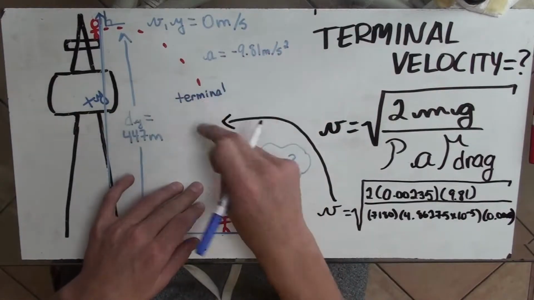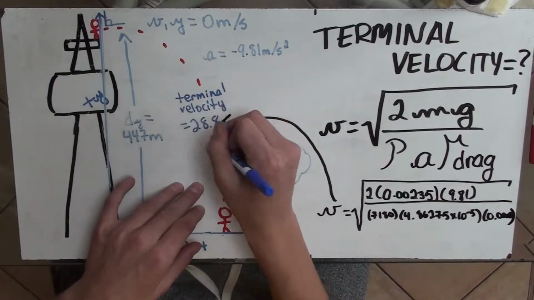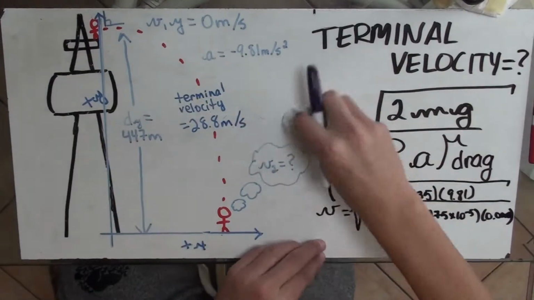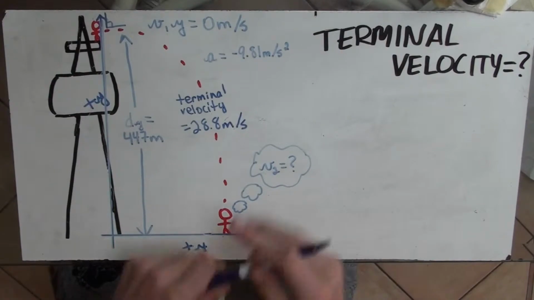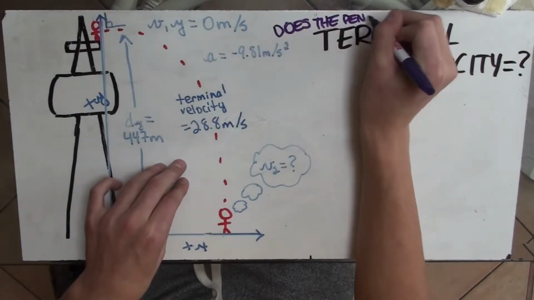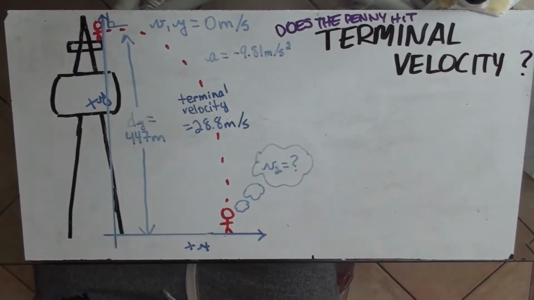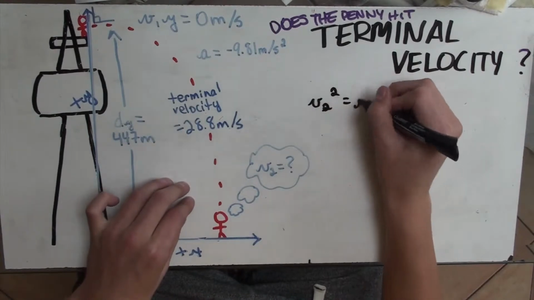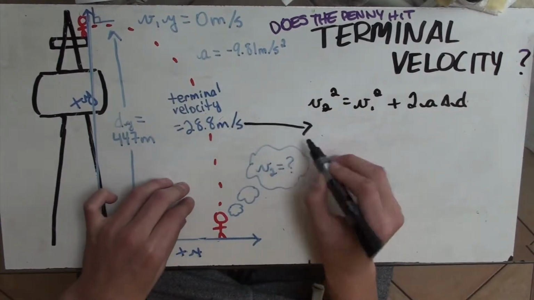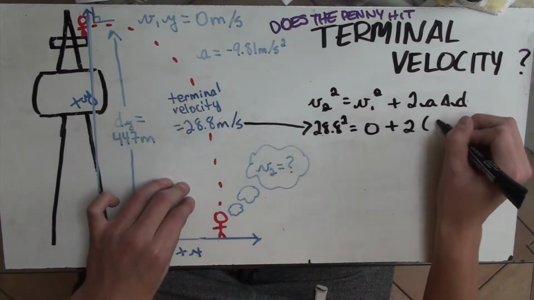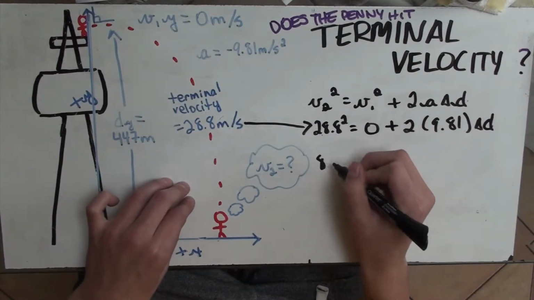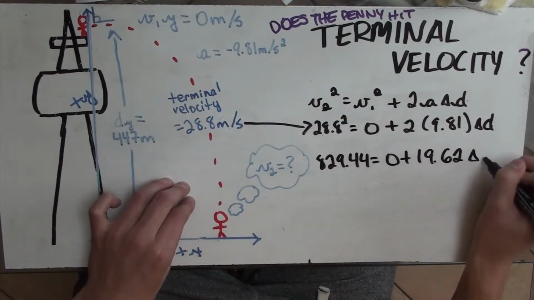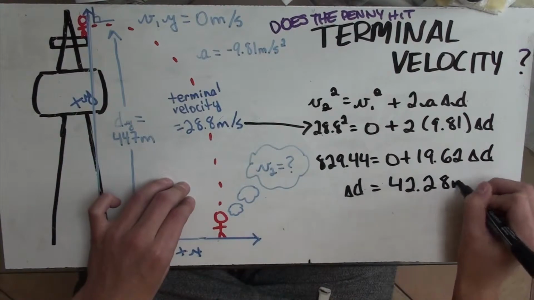Interestingly enough, this number is almost identical to what the Mythbusters discovered in one of their episodes. So, now we need to figure out if the penny reaches terminal velocity. To do this, we're using a Big 5 equation and plugging in the terminal velocity, 28.8 meters a second, into V2, and then solving for displacement. This will give us when the penny hits the start of terminal velocity.